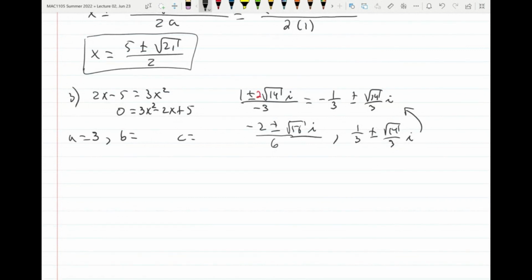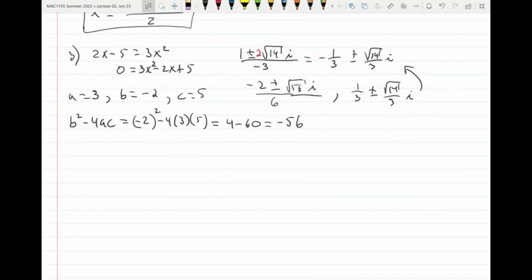A is 3, B is -2, and C is 5. Okay, next, let's compute B squared minus 4AC. That's just so I don't have a mess in my formula and have to be writing big stuff. So let's see, -2 squared minus 4 times 3 times 5. So this is 4 minus 20 times 3, that is 60. So we get -56. So then the solution will be negative b plus or minus.